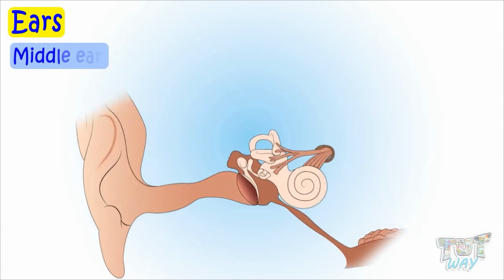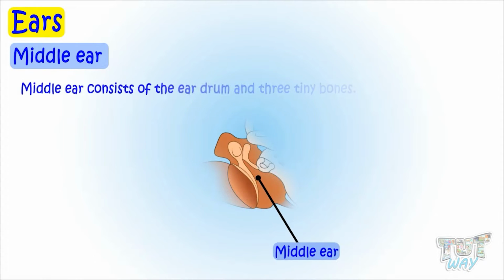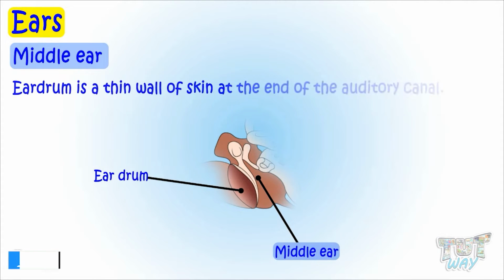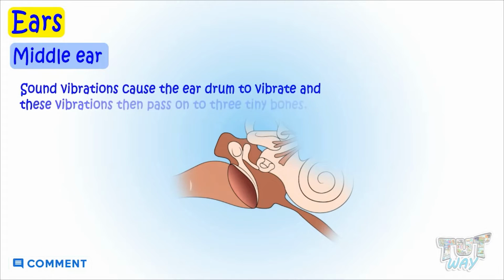Middle ear. Middle ear consists of the eardrum and 3 tiny bones. Eardrum is a thin wall of skin at the end of the auditory canal. Sound vibrations cause the eardrum to vibrate, and these vibrations then pass on to 3 tiny bones.